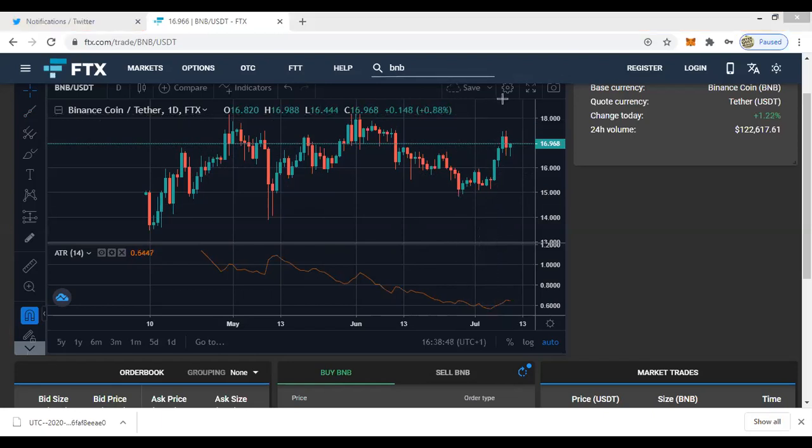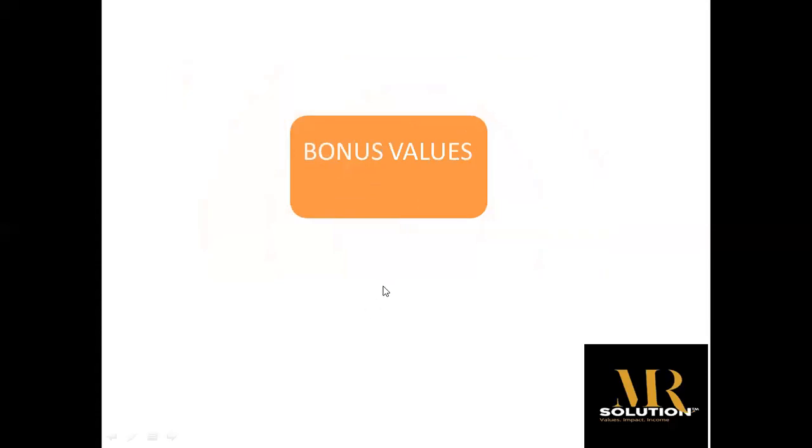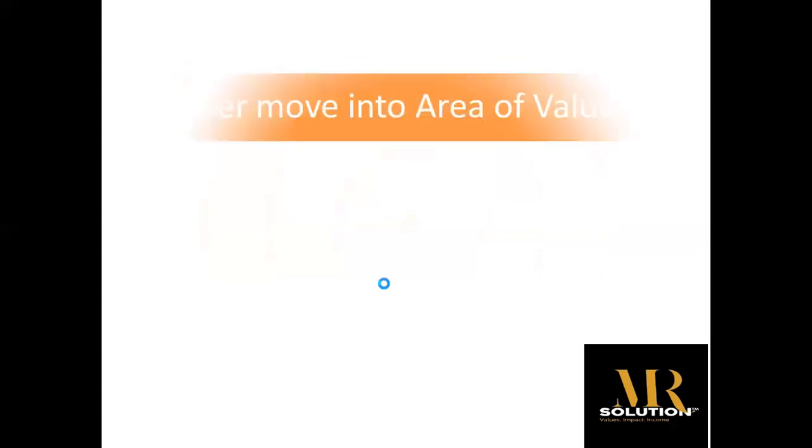So let's round off. That's it for the MAEE formula: market structure, area of value, entry trigger, and finally exit strategy. All right, so these are just the bonus values for this video.